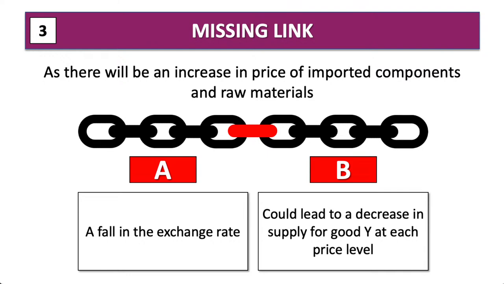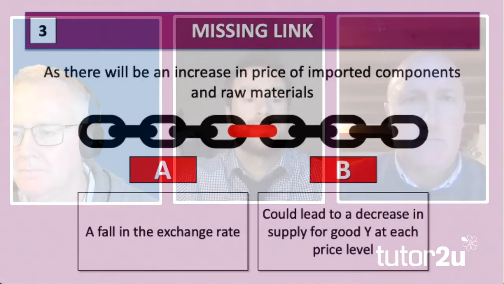Here's the one that we came up with. So you can see how close we were, and it's nice to see that some of you have gone down this logic chain. A fall in the exchange rate means there will be an increase in the price of imported components and raw materials, which could lead to a decrease in the supply of the good at each and every price level, because as you picked up on in the chat, which is wonderful to see, they are going to be more expensive in relative terms.